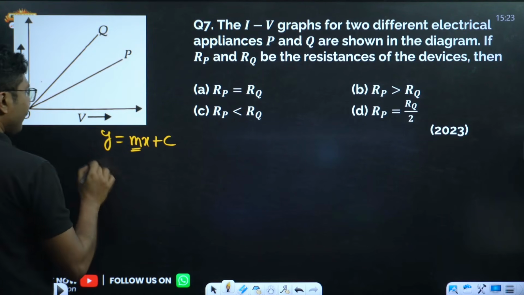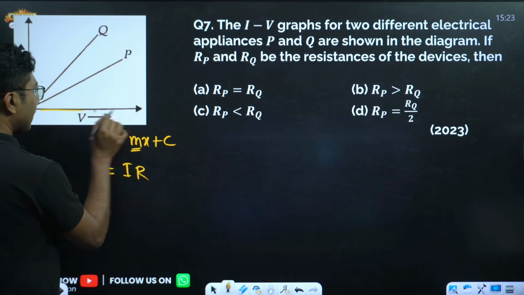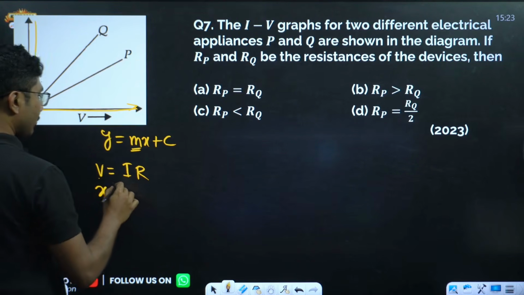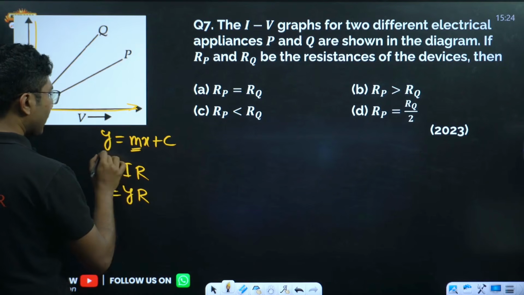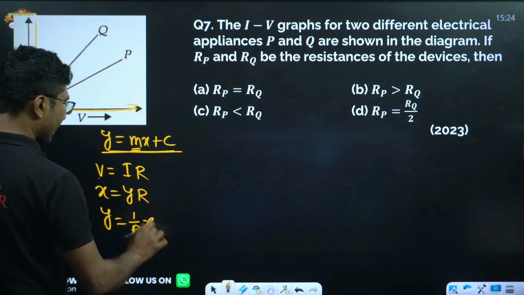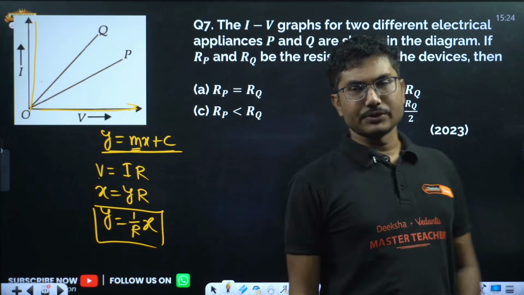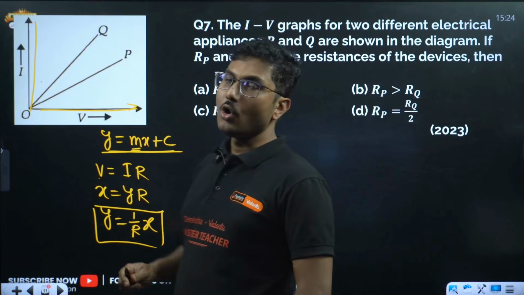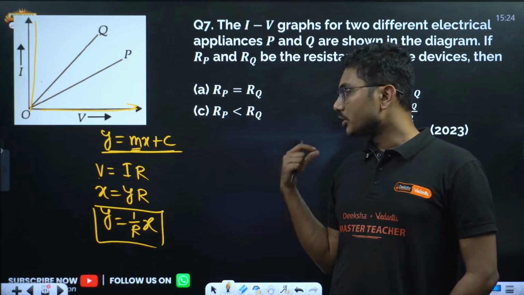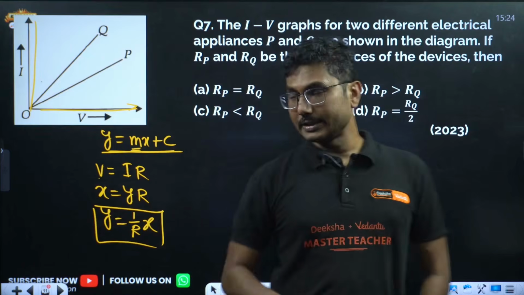So we know that V equals IR. What is V here? V is along the x-axis, so x equals, what is I here? I is along the y-axis. So y into R. But our equation has to be in this order. So y equals 1 by R into x. So if you find the slope of this graph, then that slope will give you the reverse of the resistance. So the higher the slope, the smaller is the resistance. The smaller the slope, the higher is the resistance. This is one way to solve.